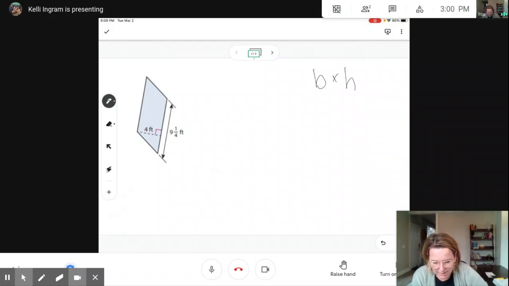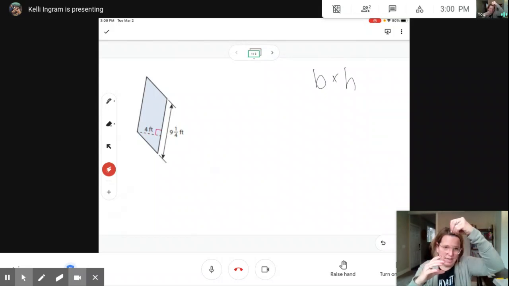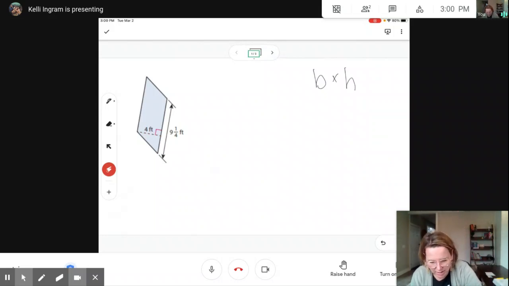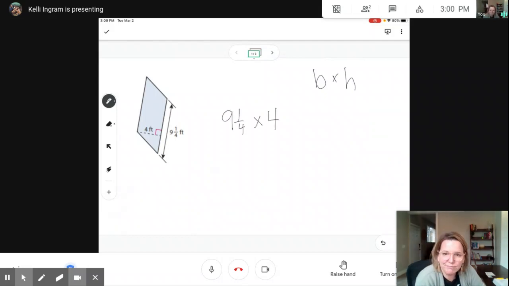We've got this parallelogram, and you'll notice it's not sitting flat on the ground like the other ones we've looked at, but I see this 90-degree angle right there. So either in your head you can imagine that it turned, and that's the height that dropped the rock straight down, or I can just think, okay, this is going to be my base. And because I've got the 90-degree angle there, I know that that is my height. So remember, base times height. So I'm going to say 9 1/4 times 4 to get my answer here.